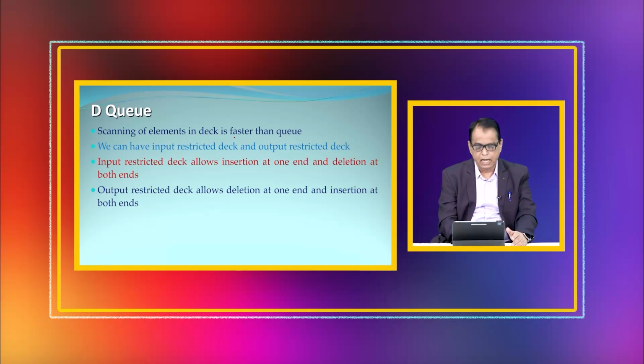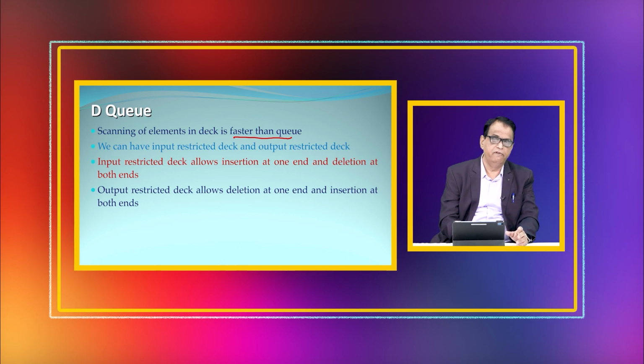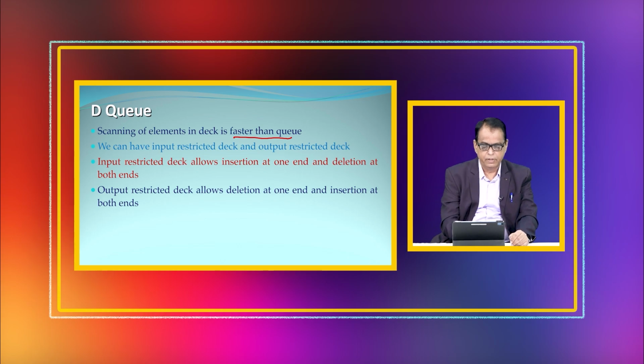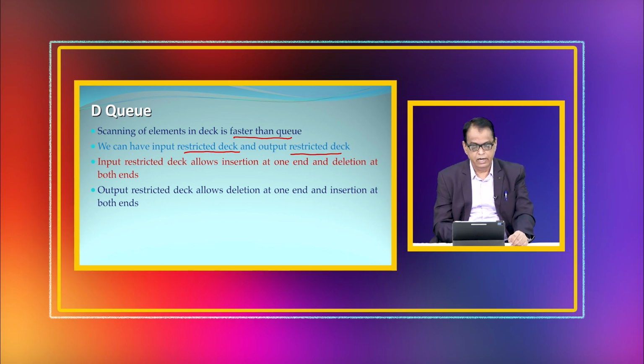The scanning of the element in the double-ended queue is actually faster than the conventional queue, because since it is open from both the ends, we can scan it from both the ends. We can have some input restricted double-ended queue, and it is possible that we can have some output restricted double-ended queue. So if you want to add some kind of restriction on the insertion or deletion operation, that restriction is also possible to add on the DQ.